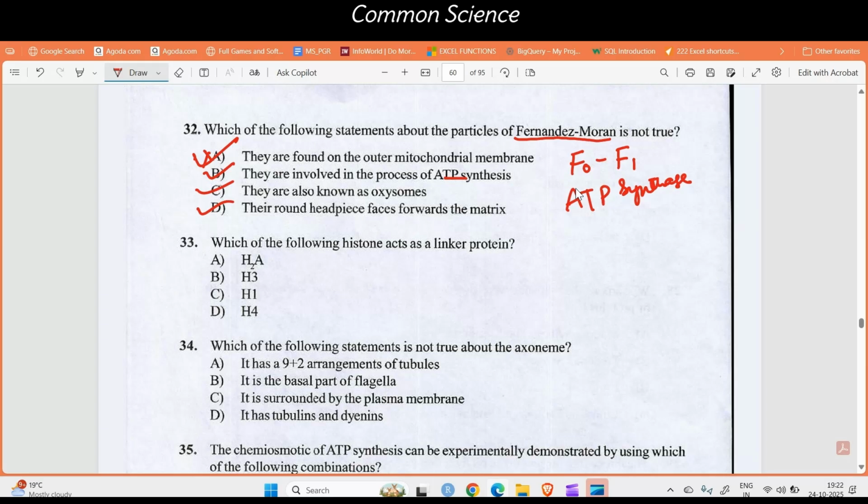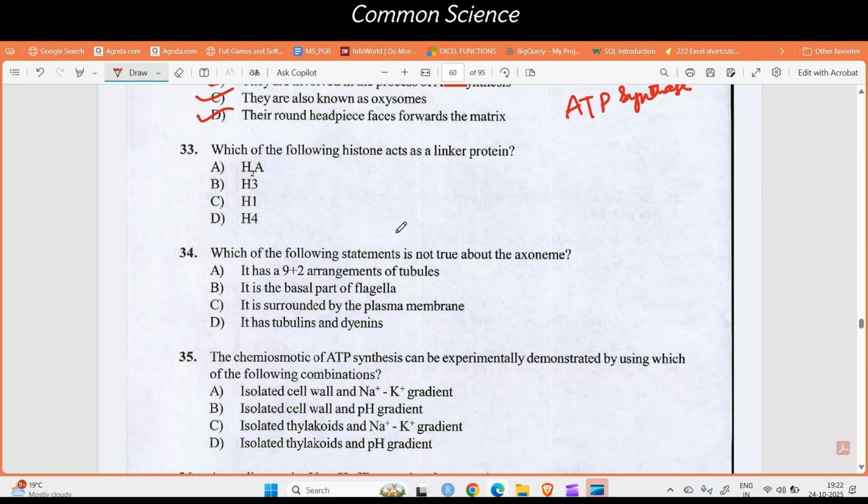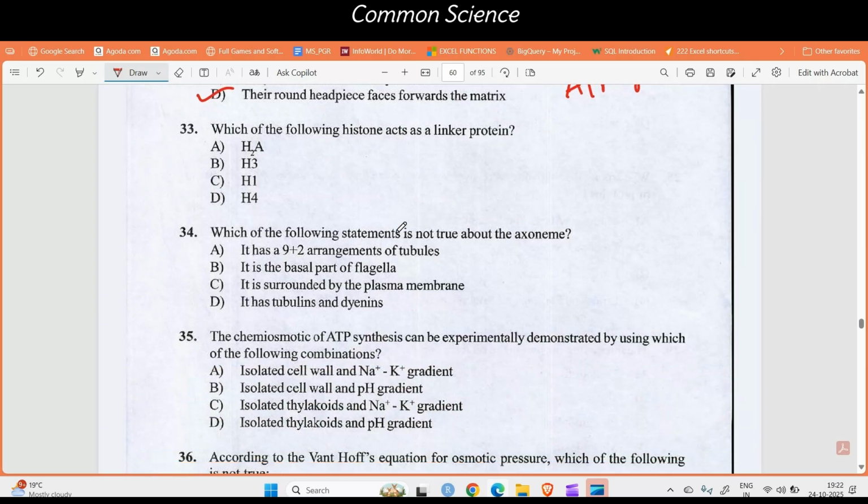Okay. The next question is question number 33. We say, which of the following histones acts as a linker histone? It is H1 without any reason. H2, H3, and H4 are the core histones.